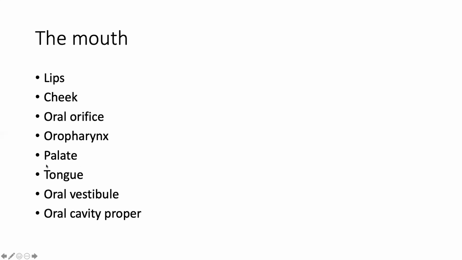The upper boundary of the oral cavity will be the hard palate and soft palate. For the lower boundary, we have the tongue here. And the oral vestibule. The vestibule is the place where we brush our teeth. It is between the lips and our teeth. And the oral cavity proper is where we eat our food. So these are the different portions of the oral cavity.